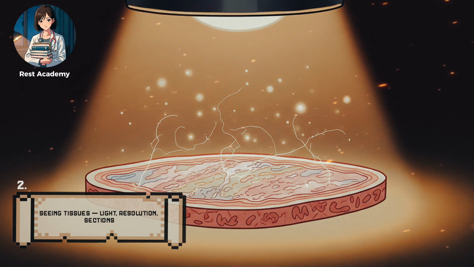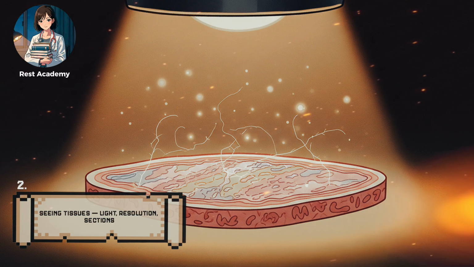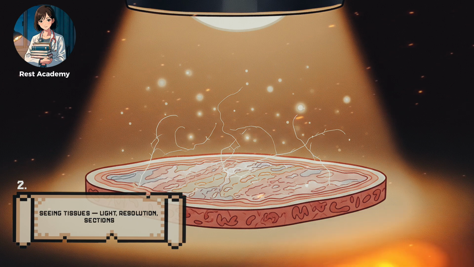Second, water must yield to a material that can be cut thin. Dehydration replaces water with ascending concentrations of alcohol. Clearing then replaces alcohol with a solvent miscible with both alcohol and paraffin, and embedding infiltrates the tissue with molten paraffin wax. When the wax hardens, the specimen behaves like a firm block of candle instead of a jelly.